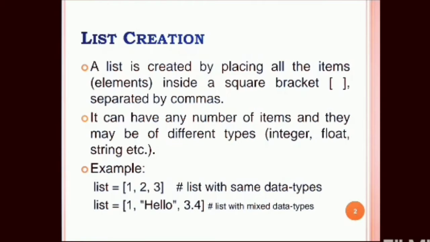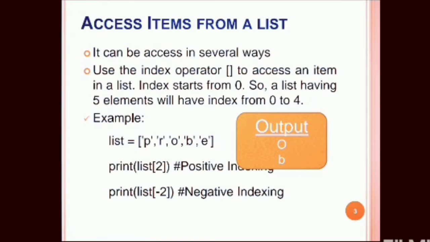# list with same data type. Second one is list = [1, "hello", 3.4] # list with mixed data type. Then, access items from a list. It can be accessed in several ways.